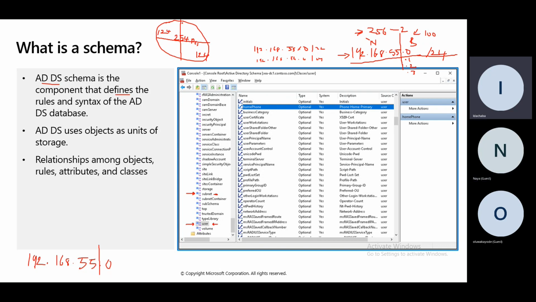So you need to break the network. You can break the network into two. If you break the network into two, the maximum each side can contain is 126, because you have removed your network part and the broadcast part. Do you understand the idea?